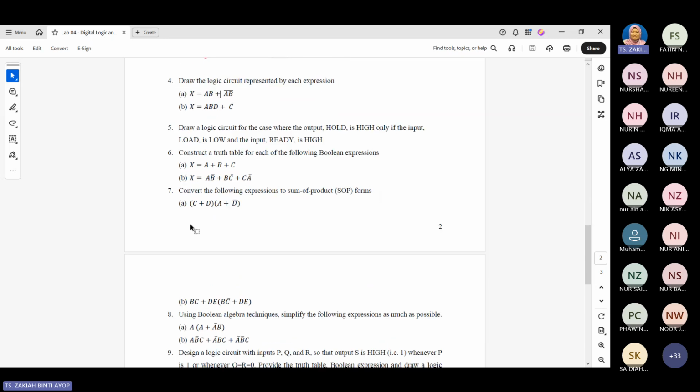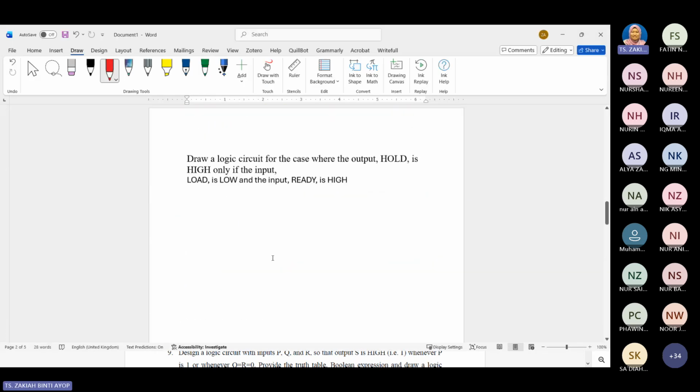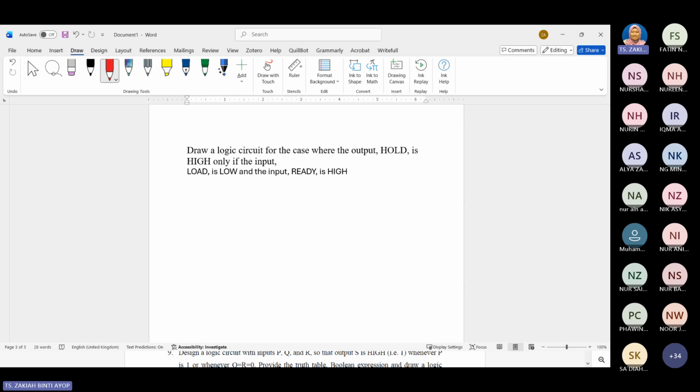Now for question 5: draw a logic circuit for the case where the output HOLD is high only if the input LOAD is low and the input READY is high. The wording is quite complicated, but the essence is that you just need to understand what it means. It asks you to draw the logic circuit, but you need to have the expression first. Now determine the output. The output is HOLD.